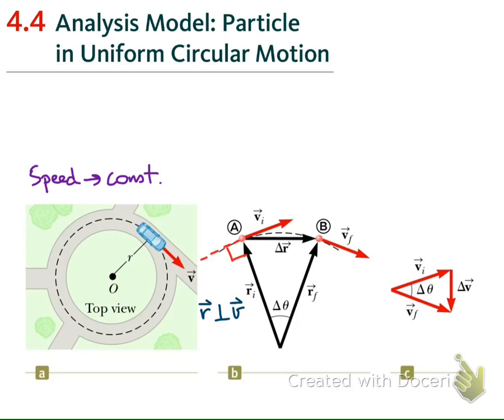Okay, now I will show you that if we measure the angle between the initial velocity and the final velocity, where the initial velocity is the velocity at A and the final velocity is the velocity at B, and we rewrite it here, we will have that the angle between Vi and Vf is also equal to delta theta. This can be easily proved as follows.